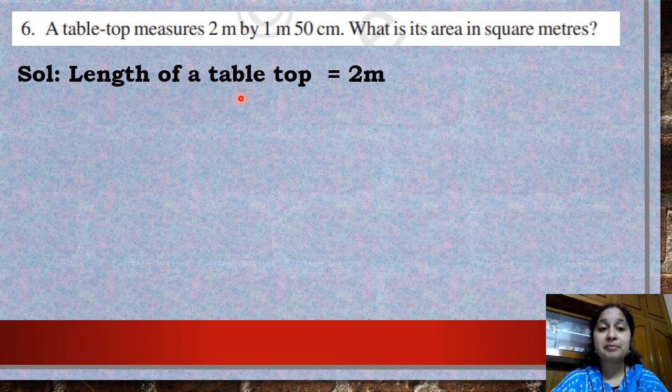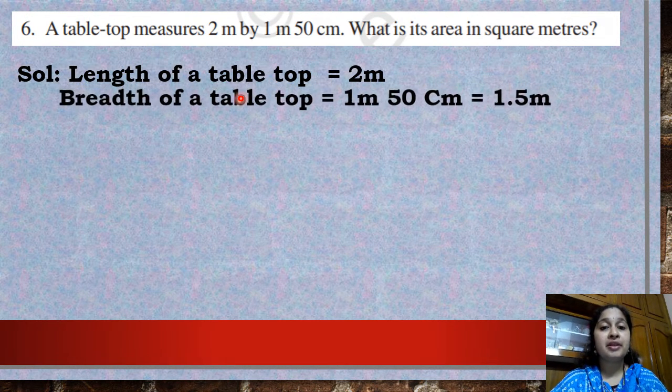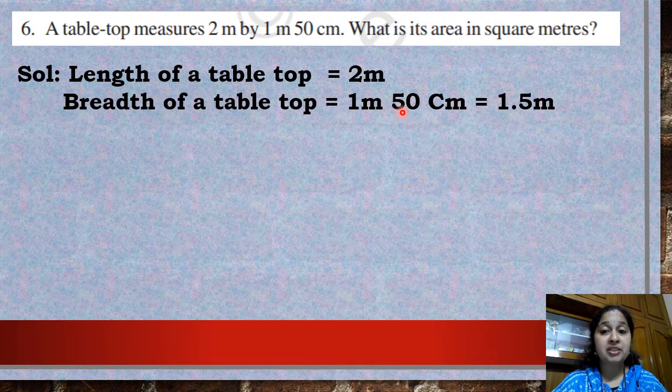Yes, what is the first statement, children? Length of a tabletop is equal to 2 meters. What is the breadth of a tabletop? 1 meter 50 centimeters. We can write it as decimals in meters. So we have learned that in decimals chapter, children. So 1 meter 50 centimeters can be written as 1.5 meters or 1.50 meters.